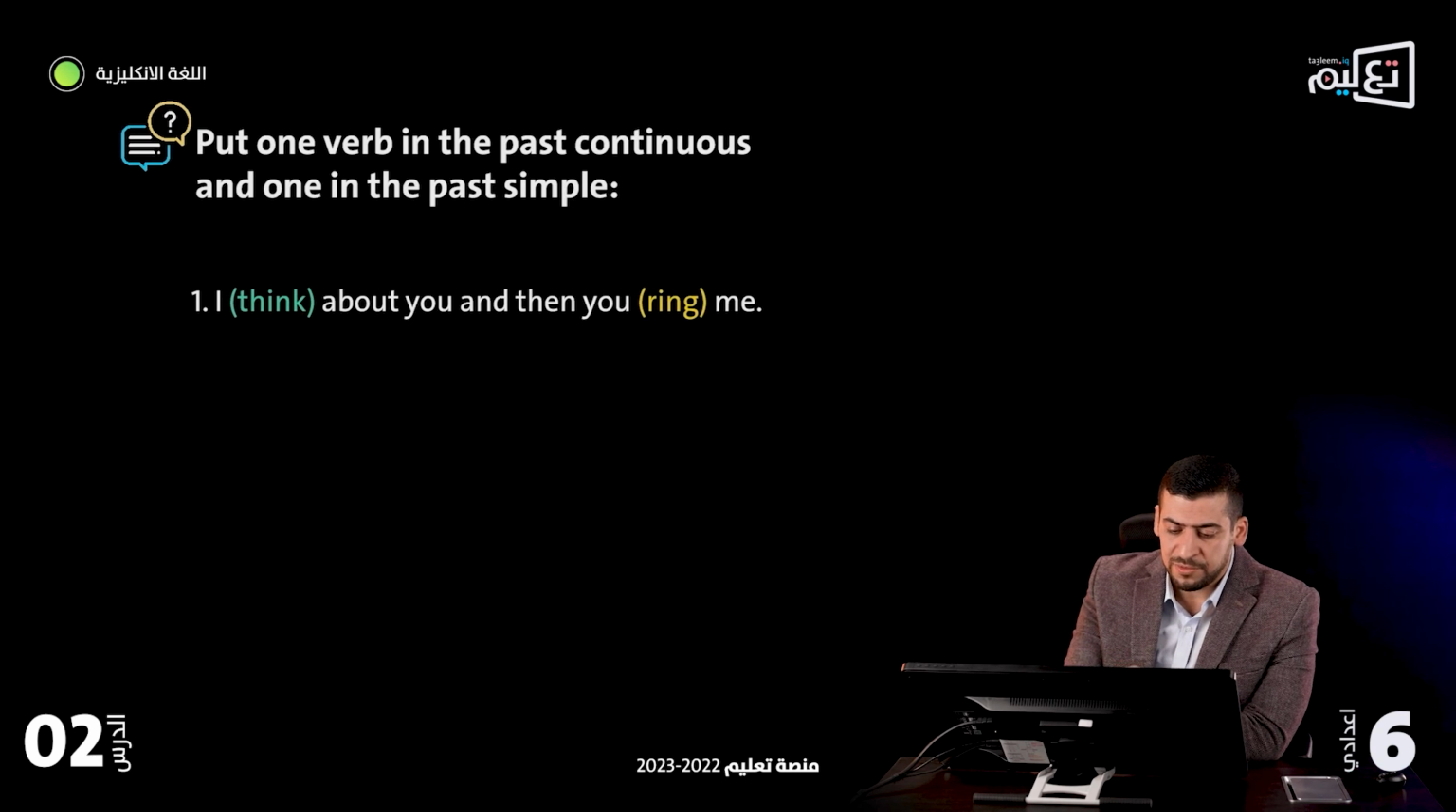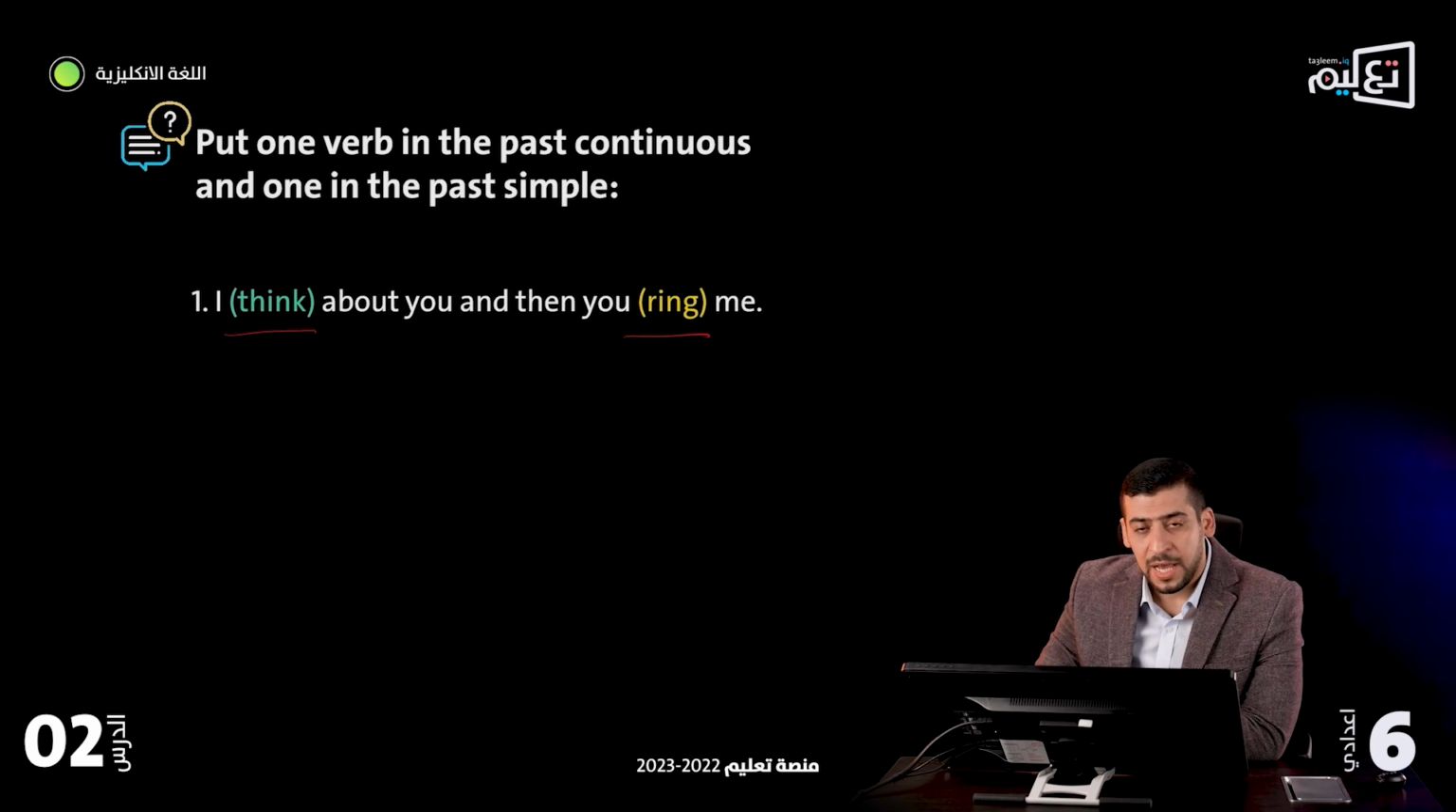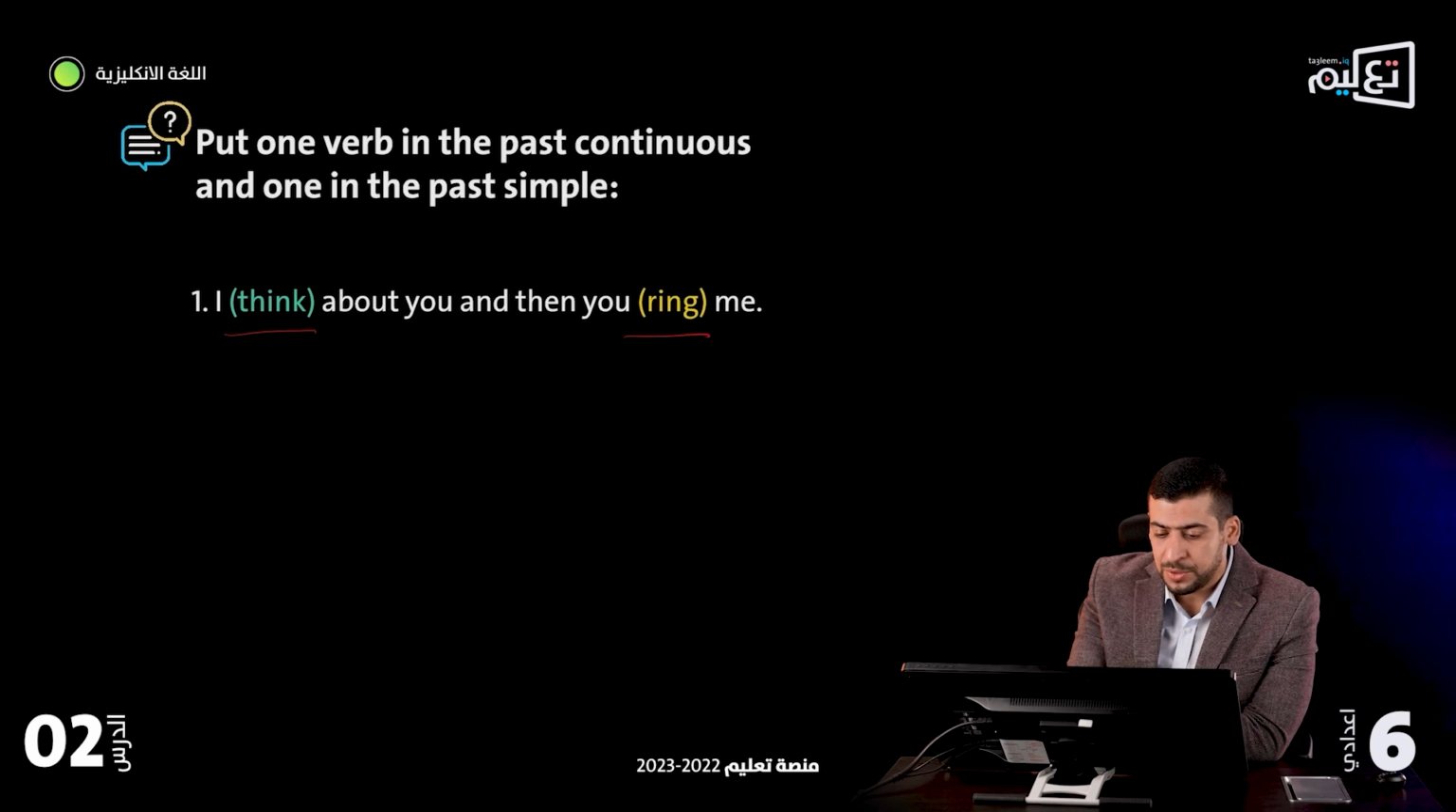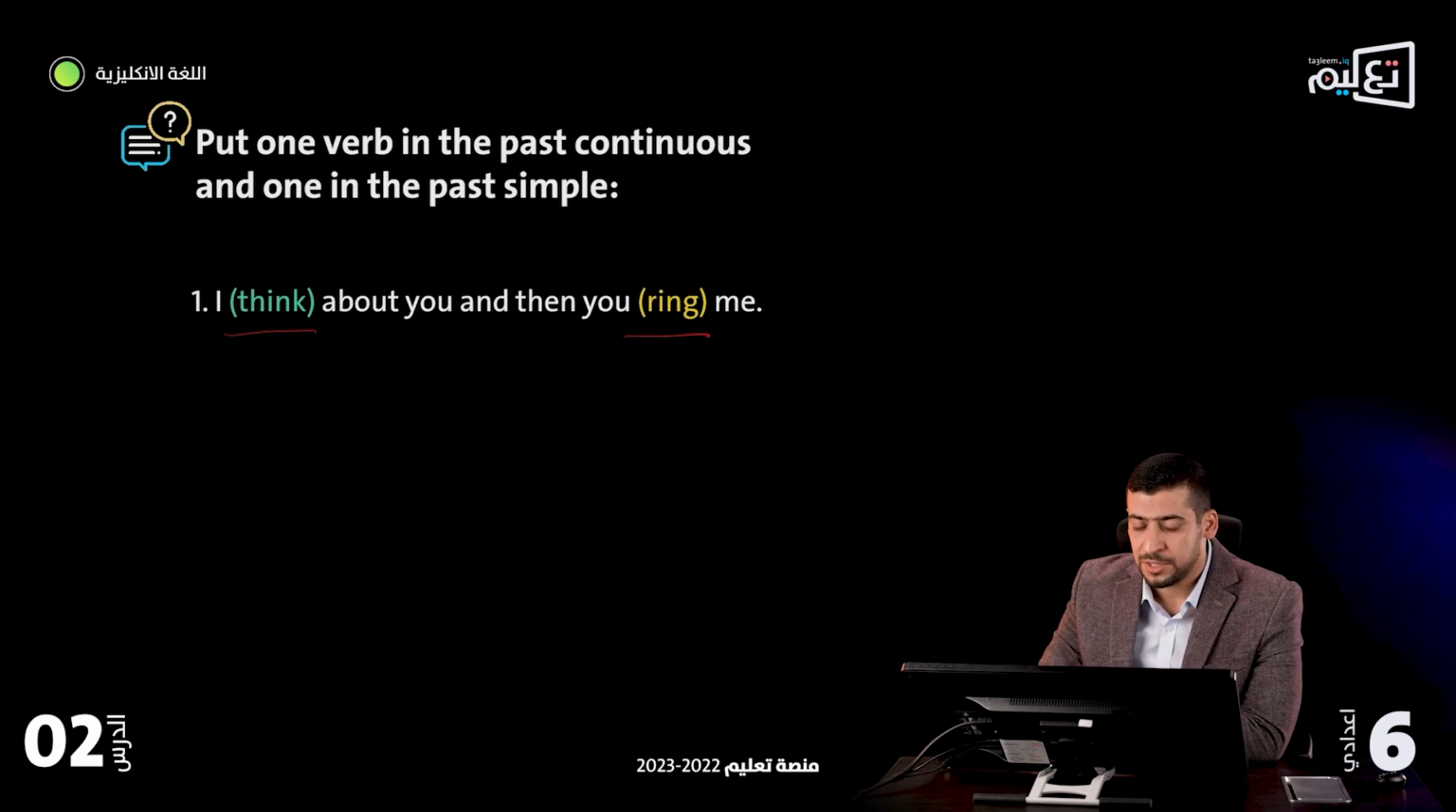As you can see, you have two brackets here, and they will ask you in the examination to put one verb in the past continuous. One of those two should be in the past continuous, and the other should be in the past simple. Now you need to cross the first barrier. You have to cross the first barrier.